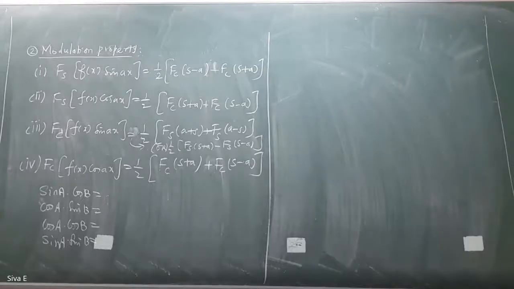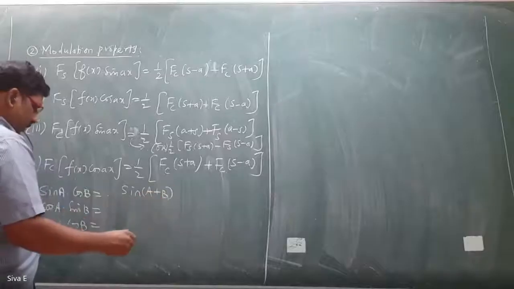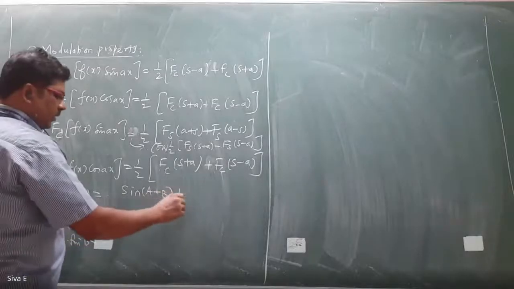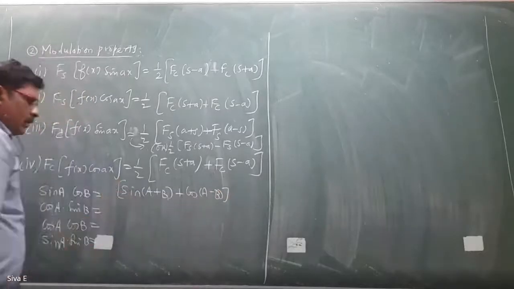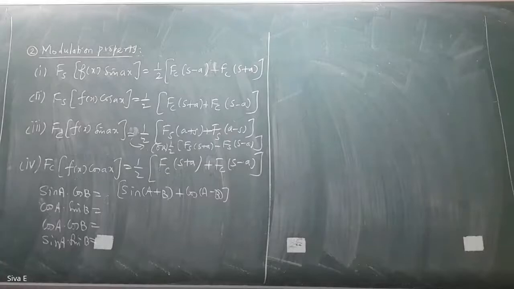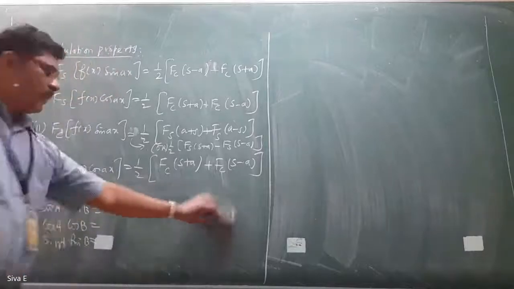Sin A plus B, plus cos A minus B. Which one is sin A plus B? First one is sin A plus B, plus, minus, plus cos A minus B. Sorry. Any other? It is not correct.